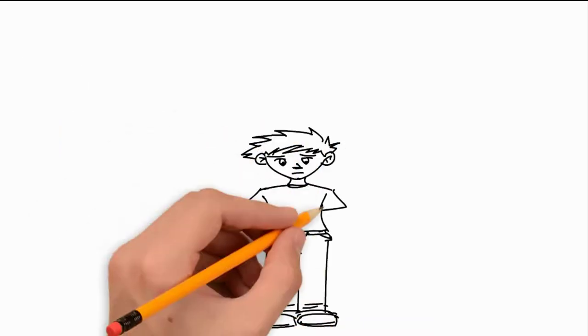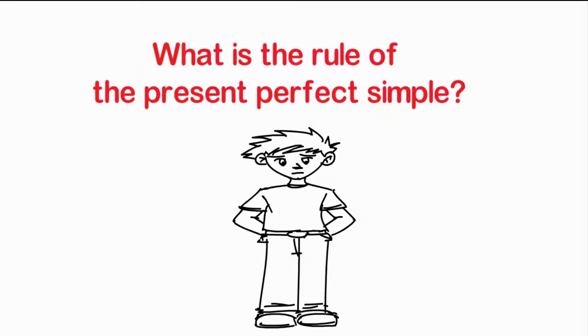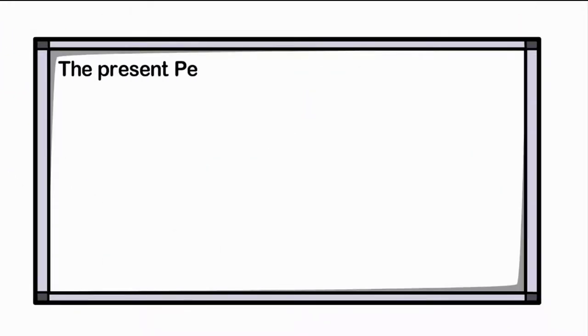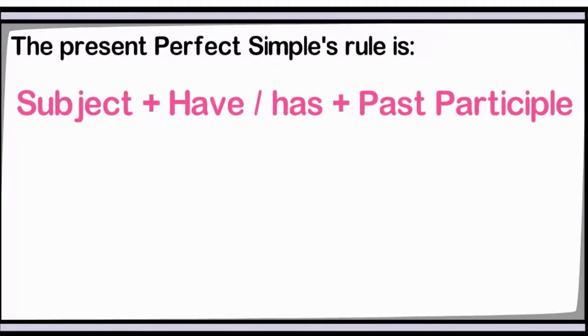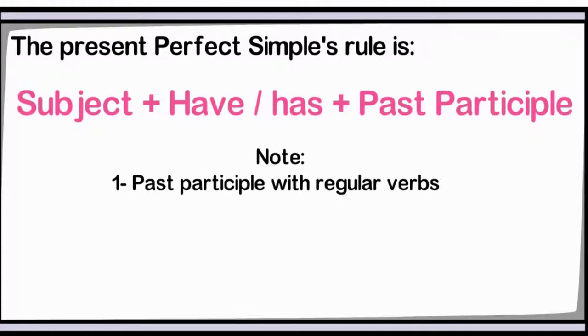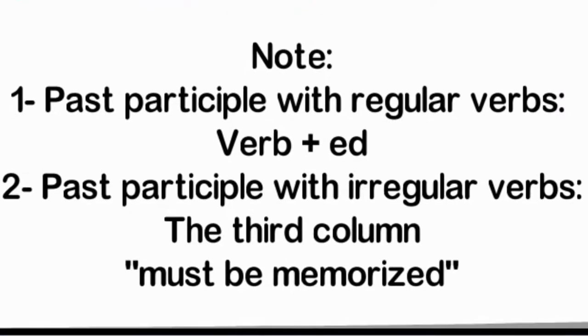Question: What is the rule of the present perfect simple? The present perfect simple's rule is subject plus have or has plus past participle. And we have two types of past participles. In this note, we will see that the past participle with regular verbs is composed of verb plus ed, and the past participle with irregular verbs is composed with the third column of irregular verbs which must be memorized.